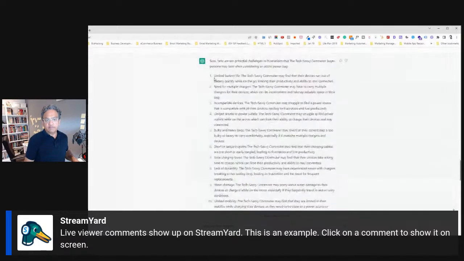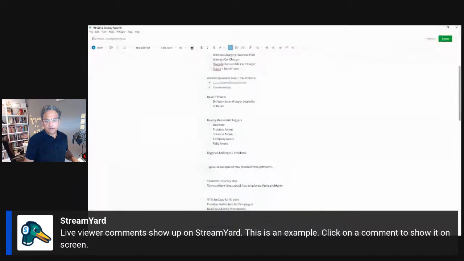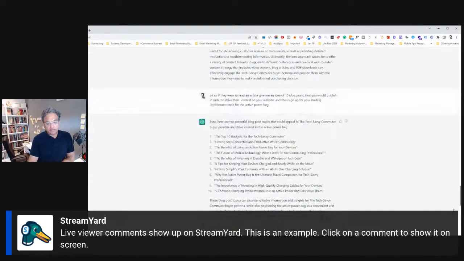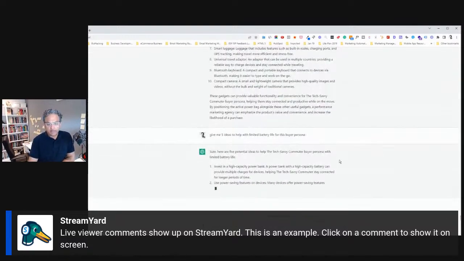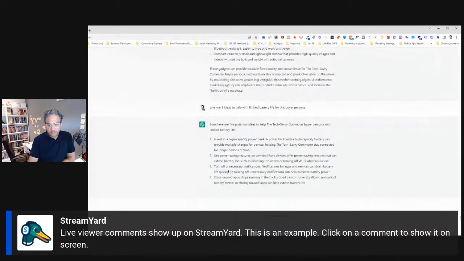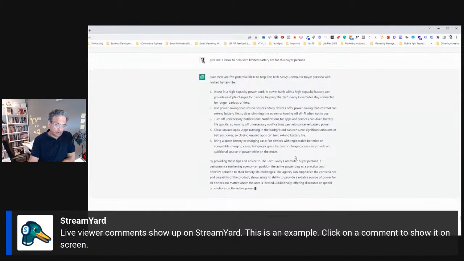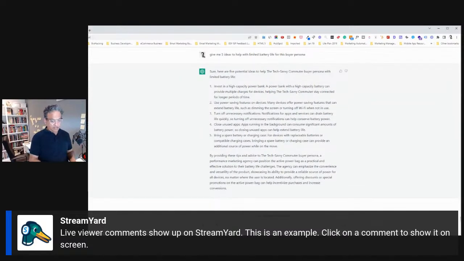Here, limited battery life. Give me 5 ideas to help with limited battery life for this buyer persona. Now, what are we doing here? We are trying to get some unusual ideas in our head or in their head. High capacity power bank, power saving features, turn off unnecessary notifications, close unused apps, bring a spare battery or a charging case. Interesting concept. Let's say, can you add 2 more?